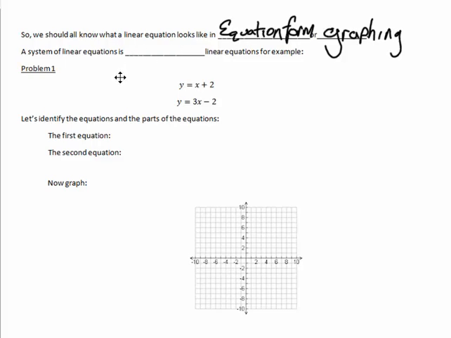A system of linear equations is two or more linear equations. Okay? So a system of linear equations is two or more linear equations, or lines. Should be a period there. For example, problem 1. I have two linear equations here. What form are they in? Write that right out here. They're both in the same form. What are they in? Should have put slope-intercept.